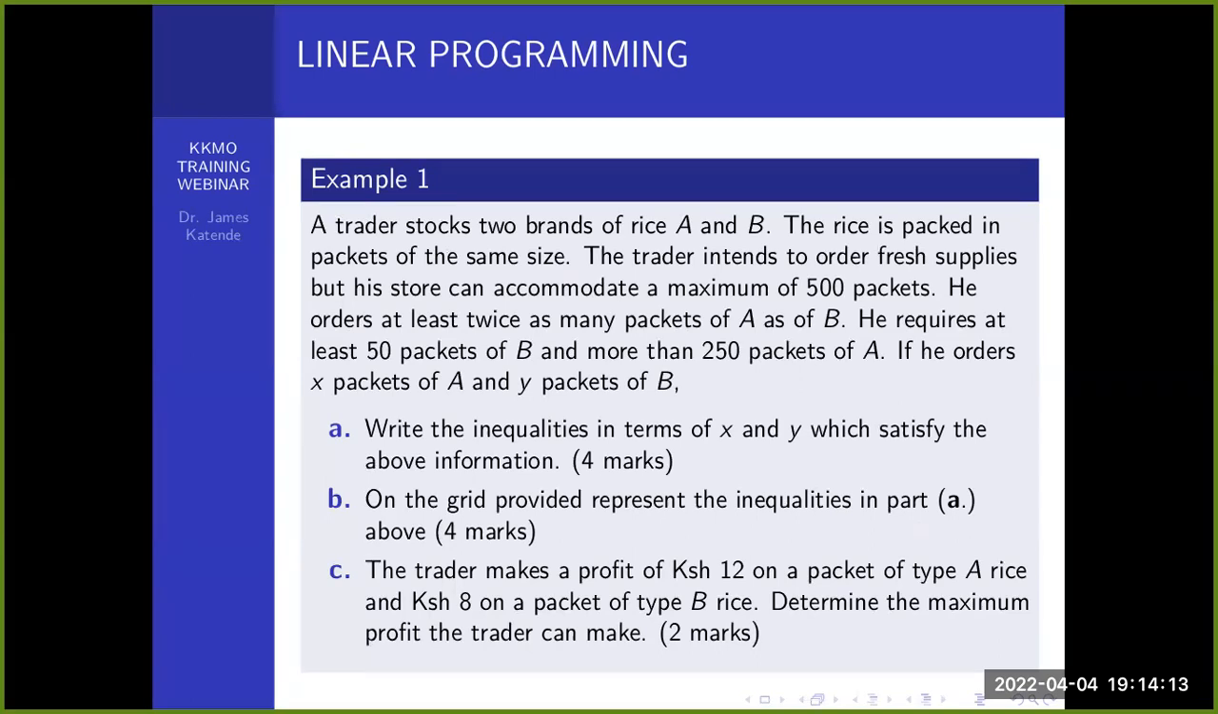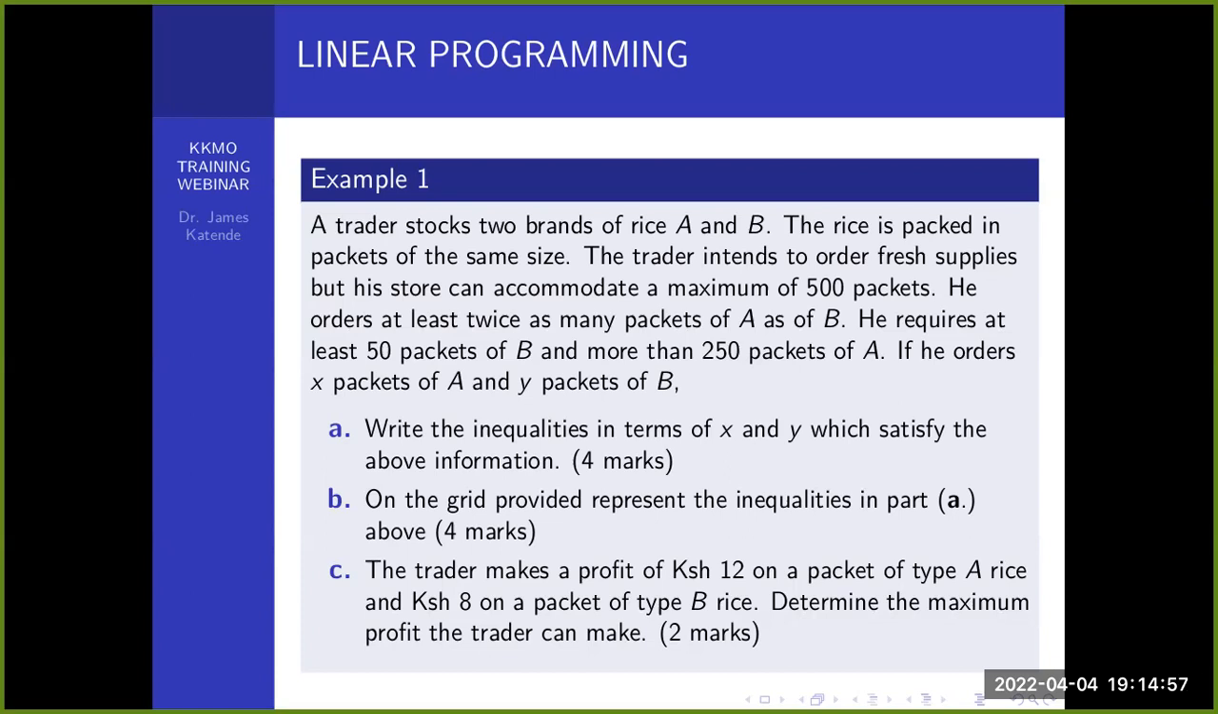So this is from one of the past KCSE questions. I don't know, it was 2017. I will double check the year. So the question says a trader stocks 2 brands of rice, A and B. He intends to order fresh supplies, but his store can accommodate a maximum of 500 packets. He orders at least twice as many packets of A as of B. So he requires at least 50 packets of B and more than 250 packets of A.